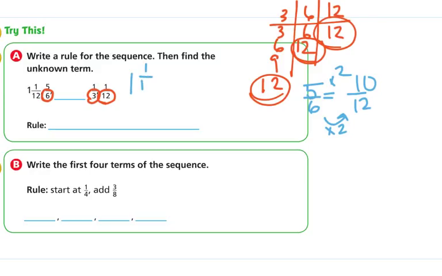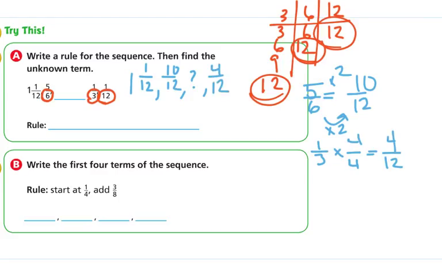So we have 1 and 1/12, and the next one is 10 twelfths. And then we have the one that we don't know, and then we're going to go on to the next one. 1/3, we have to write that with a denominator of 12. Well, we know that that would be 4 over 4, and now we have 4 twelfths. Now 4 twelfths is the equivalent fraction for a half, and then we have 1/12.